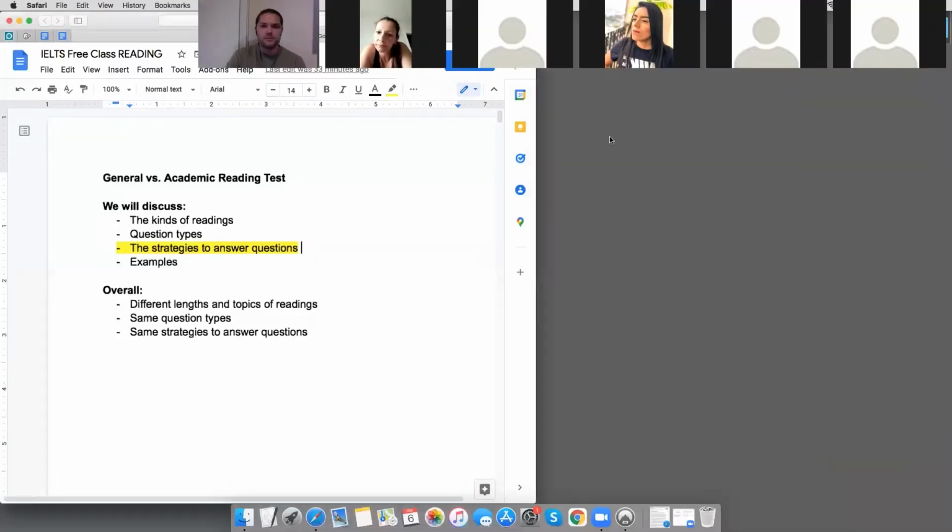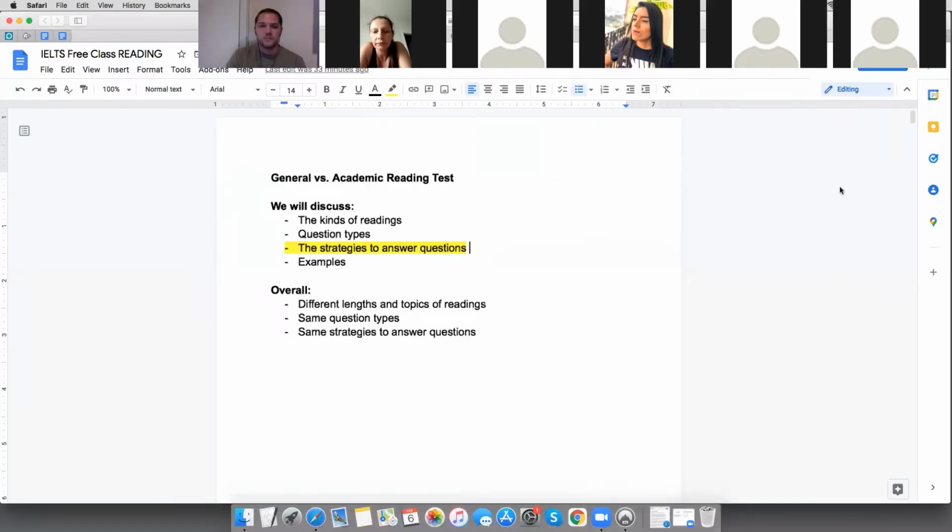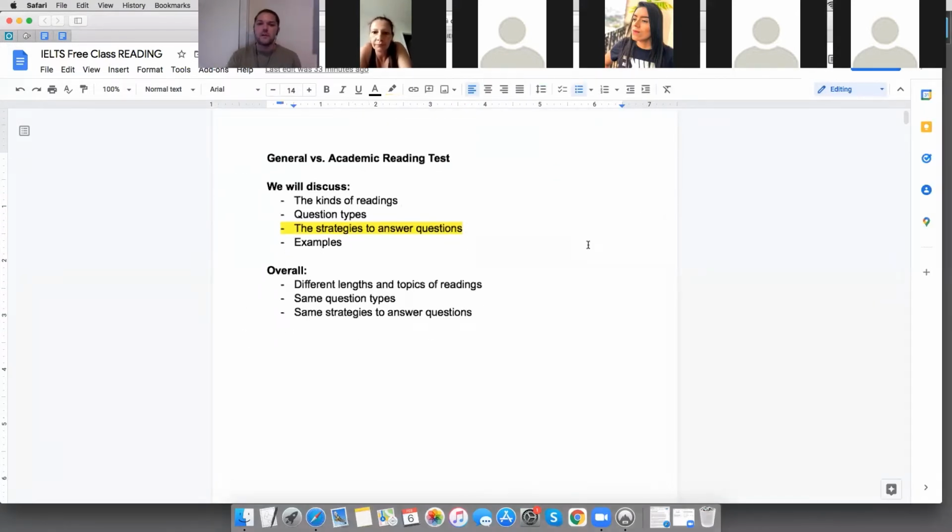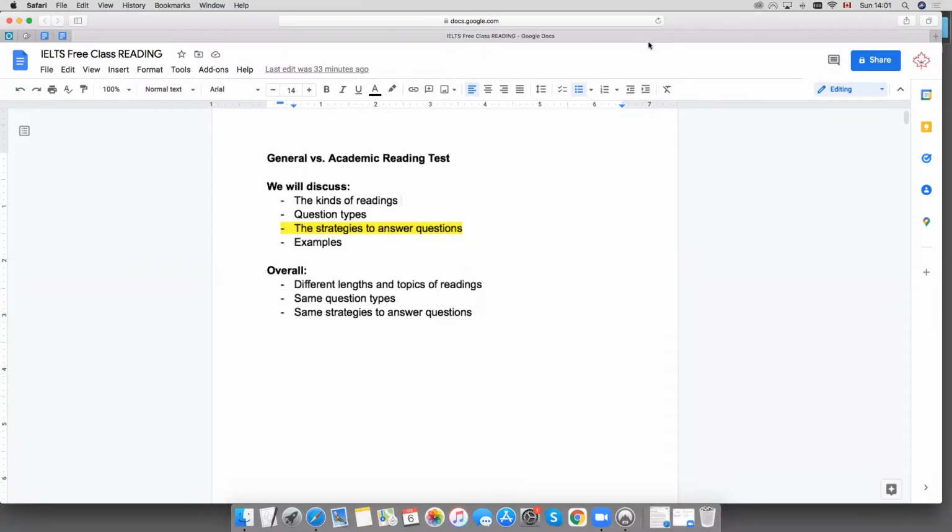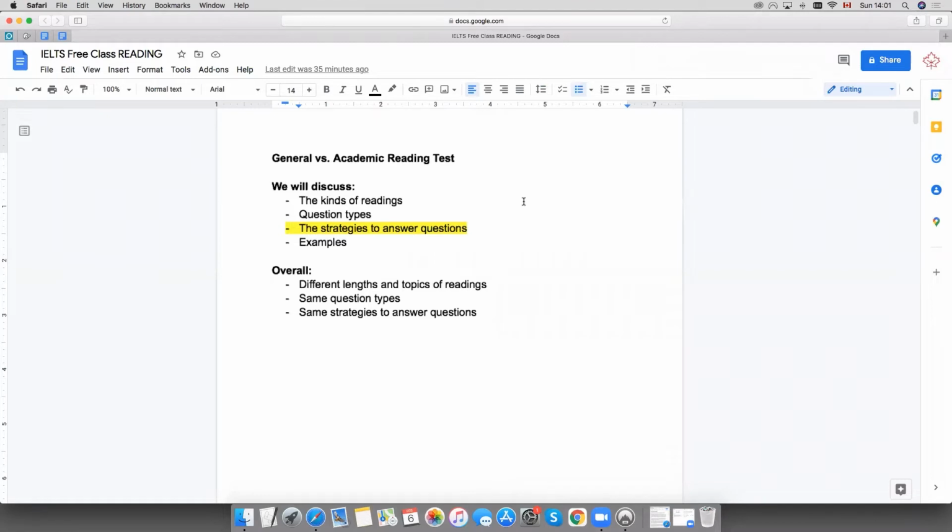Okay. So here we go. We have the general and academic test. Of course, we want to be understanding the differences between these tests and what our purposes are, but we've covered that conversation in the past. We're going to be talking about the similarities and differences between the tests, the kinds of readings that we can expect, of course, the question types, but like I said, the most important thing for today is going to be our strategies. And then we'll look at some examples for those of us who haven't seen the test yet.